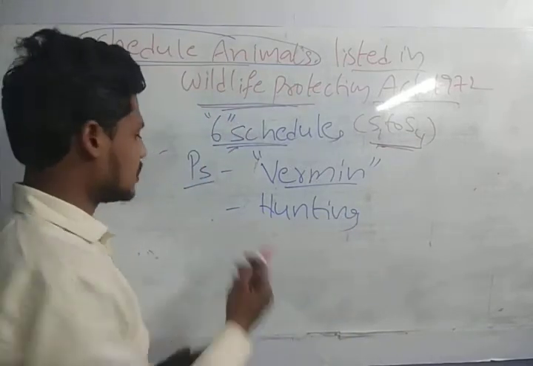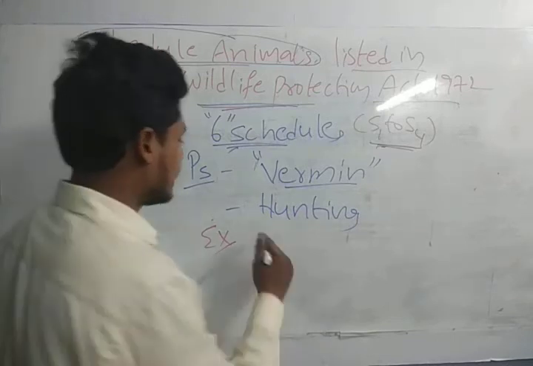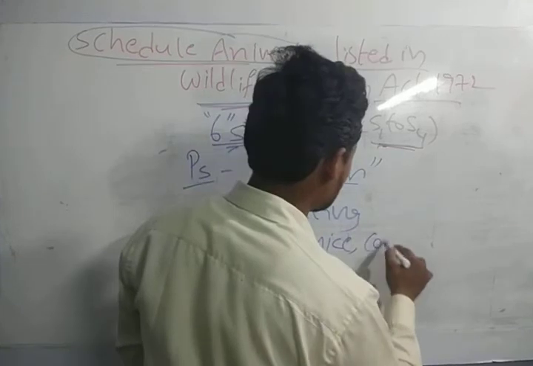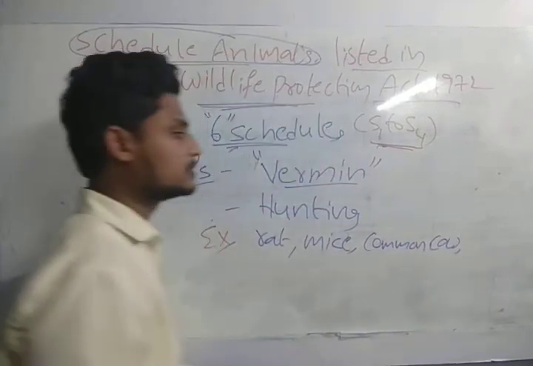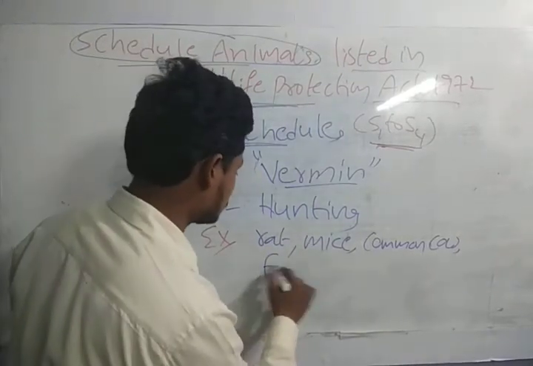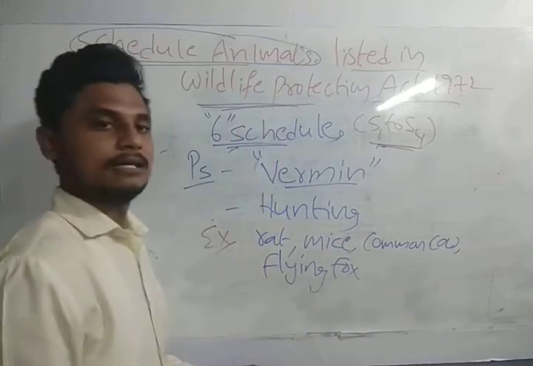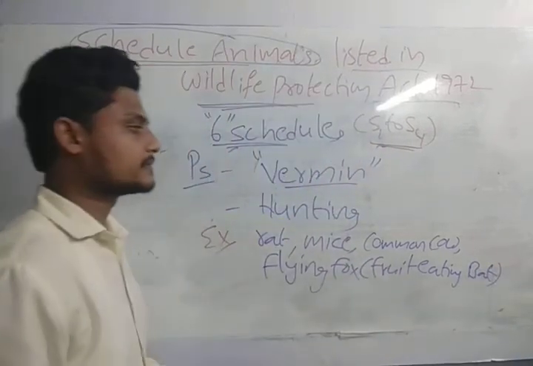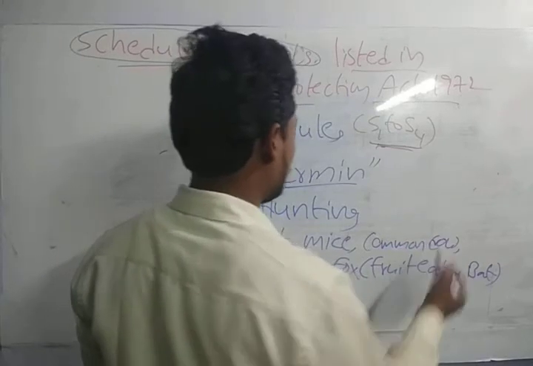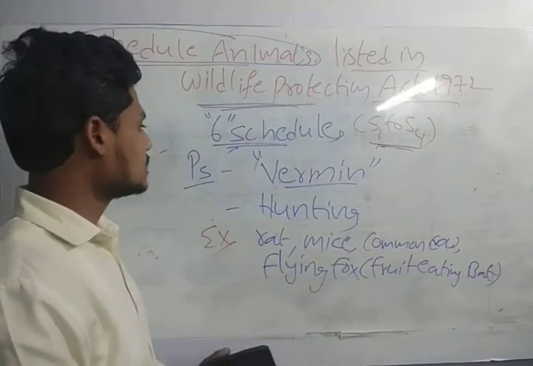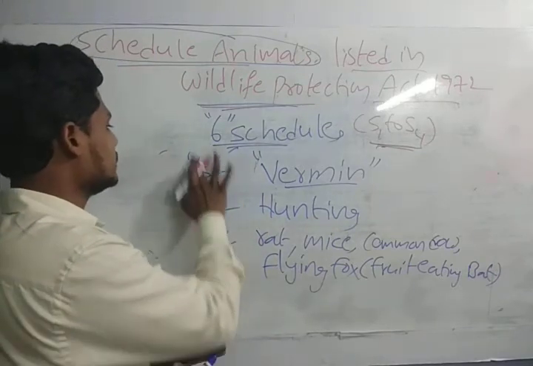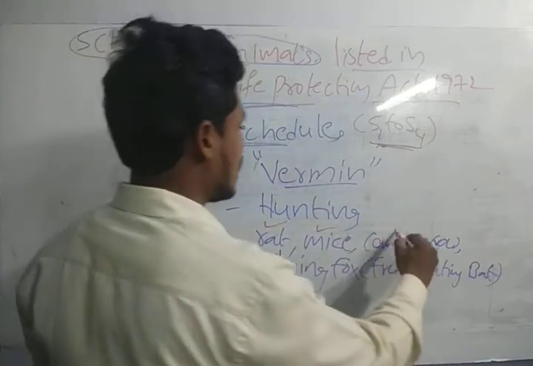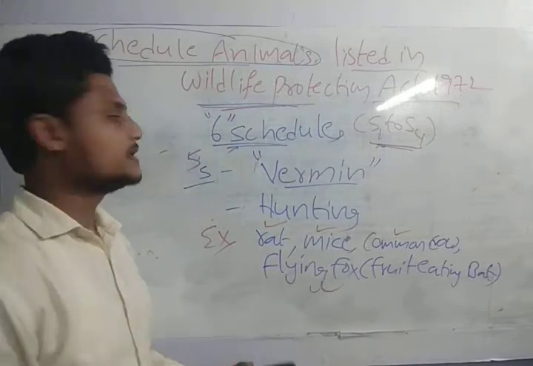If you see the examples of Part 5, the examples include the rat, mice, common crow, and flying foxes, that is the fruit-eating bat. These are the examples of Schedule 5, guys. Schedule 5 animals are called vermin. They are allowed for hunting, guys: the rat, mice, common crow, the flying fox, the fruit-eating bat. These are the vermin.